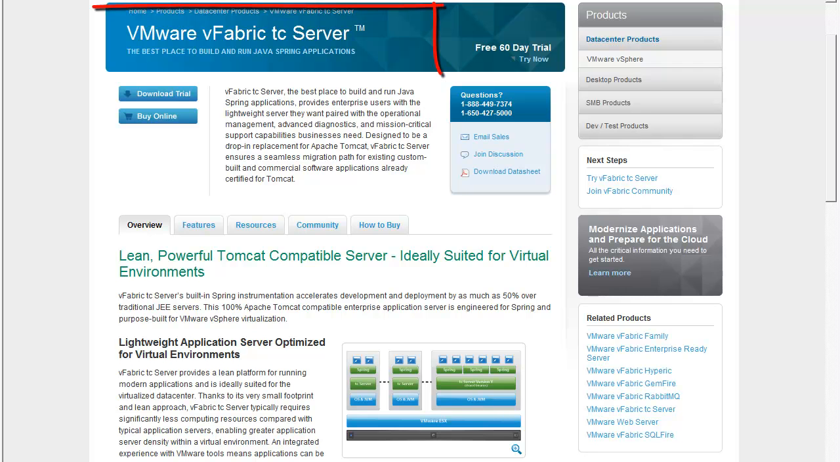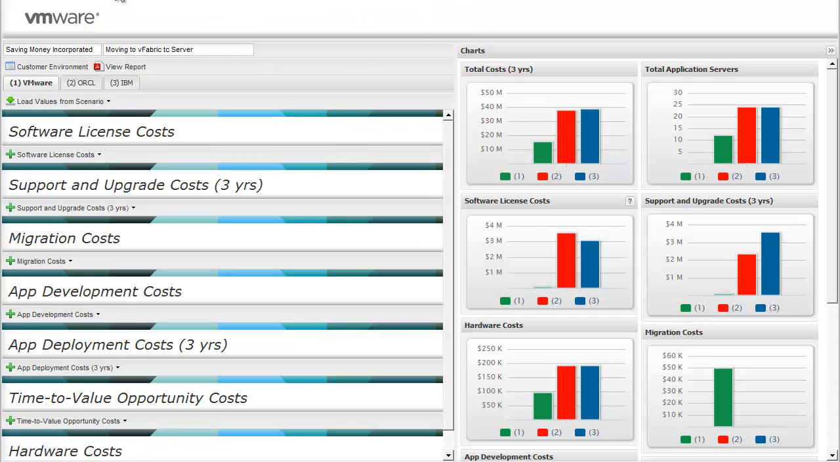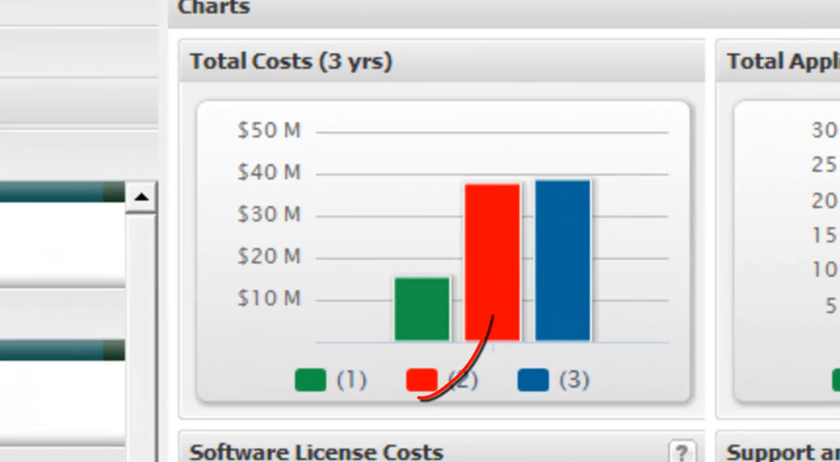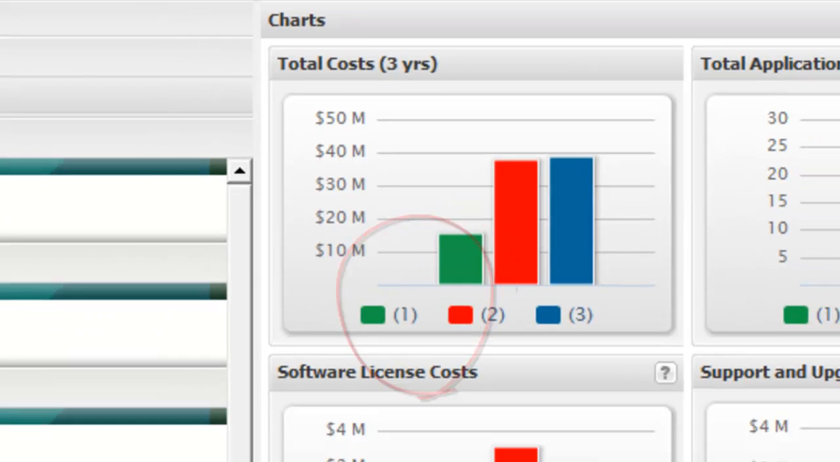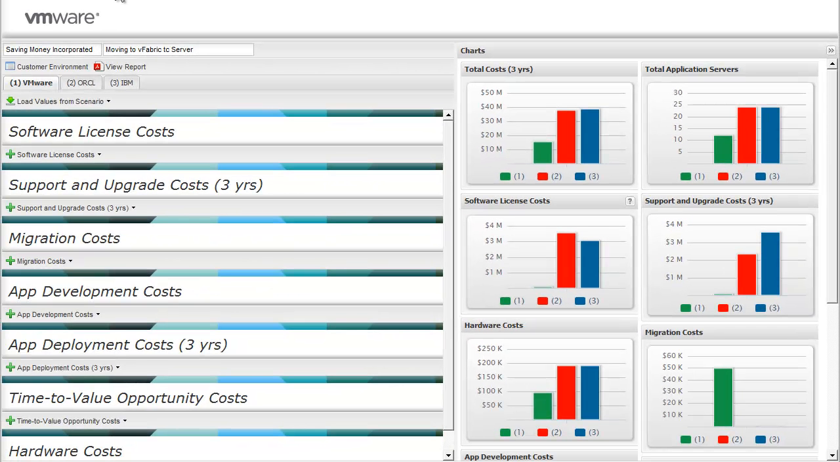Welcome to the vFabric TC Server Total Cost of Ownership demonstration. Here at VMware, we have developed an application to be able to visualize the return on investment an organization may see when they move away from their J2EE application server to the vFabric TC Server.